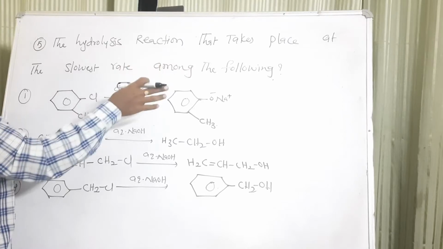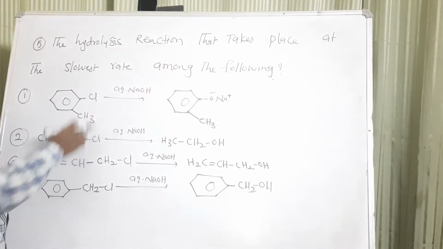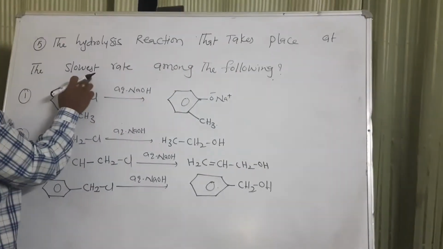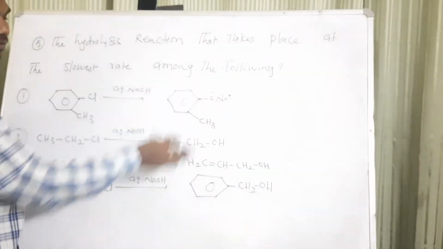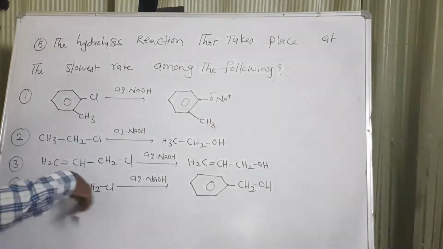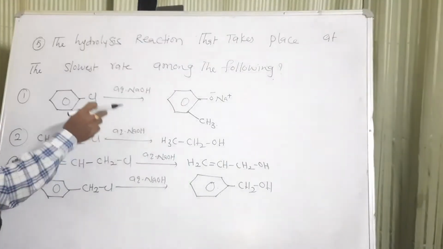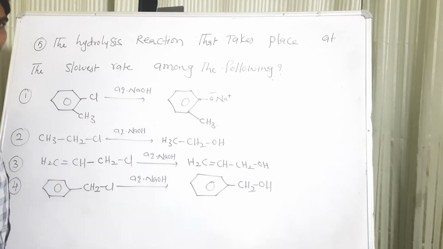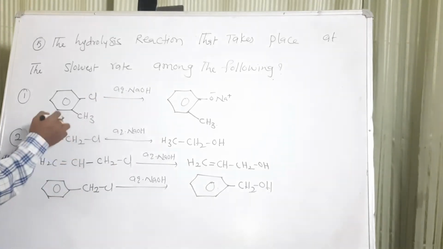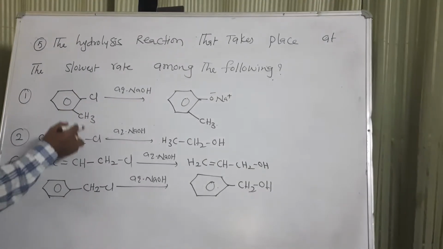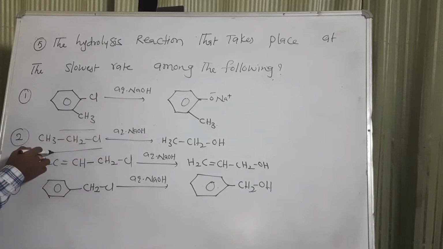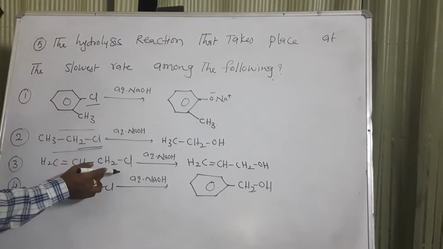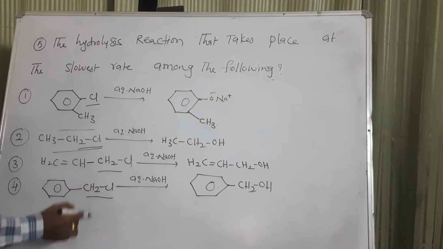Question: the size is large but the answer is very simple. The hydrolysis reaction that takes place at the slowest rate among the following. Means among the 4 options, which one will have the slowest rate, which one will go very slow in a reaction. These all 4 options are types of alkyl halides. So this is aryl halide, this is alkyl halide, this is allyl halide, and this is benzyl halide.